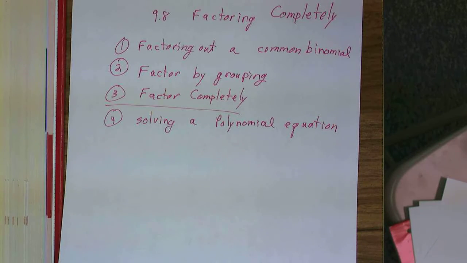This will be section 9.8, factoring completely. We will be looking at 4 different things. Number 1, factoring out a common binomial. Remember, that has 2 terms. Factor by grouping, which we technically have done in this section where the coefficient of x squared was not 1. Factoring completely, which is really understood when you say factor, that a polynomial should be factored completely, and then solving a polynomial equation. So let's look at the first thing where we are factoring out a common binomial.